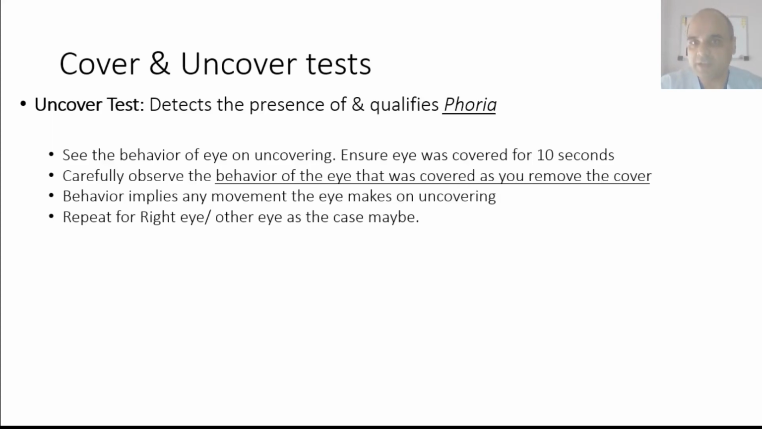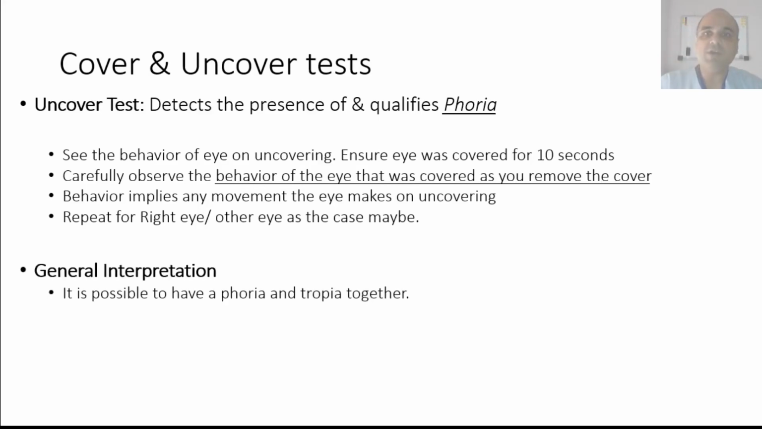He might have a phoria. So you cover the eye, and because this is a continuation of the cover test, you always begin by covering the good eye, to observe the behavior of the bad eye, or the deviating eye. But the uncover part is actually going to tell you what the good eye was doing. So you uncover after 10 seconds and you see the behavior of the eye coming out of the cover. And then you repeat the procedure for the other eye. Now, what do I mean by behavior?